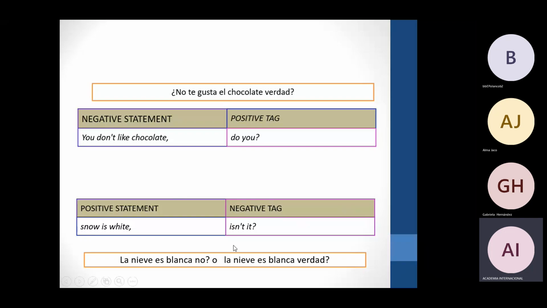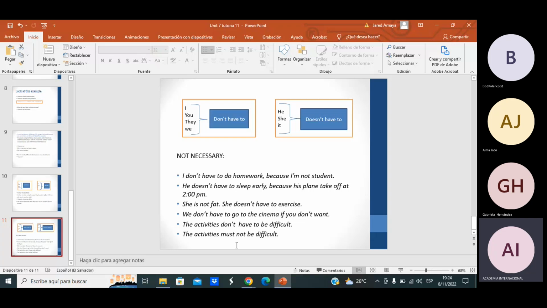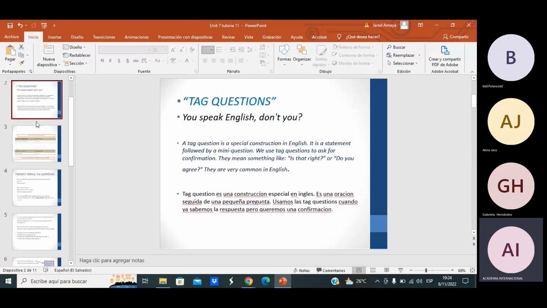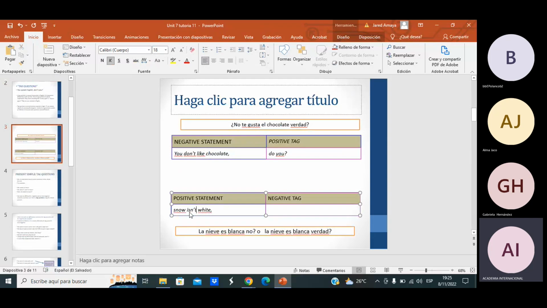Bien, ahora la voy a cambiar para que veamos diferentes ejemplos. Voy a cambiar esta de aquí. Voy a borrar esto. Y esto lo voy a hacer negativa. Snow isn't o is not. Ambos es correcto. Both are correct. Snow isn't white.